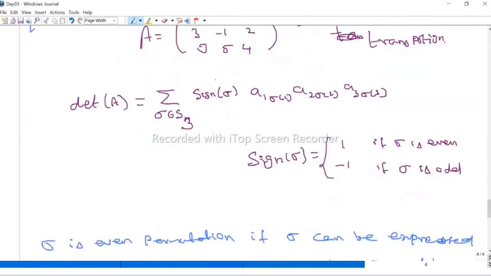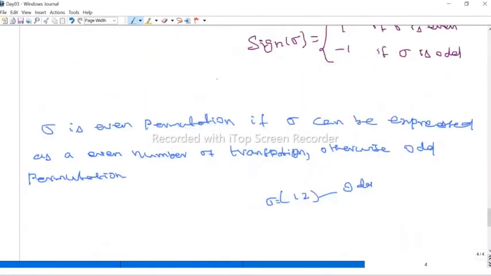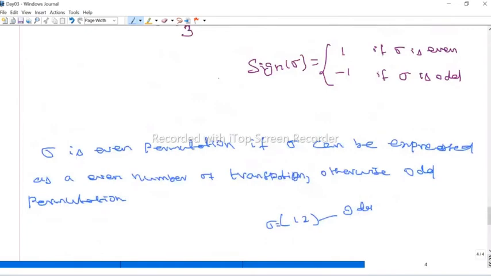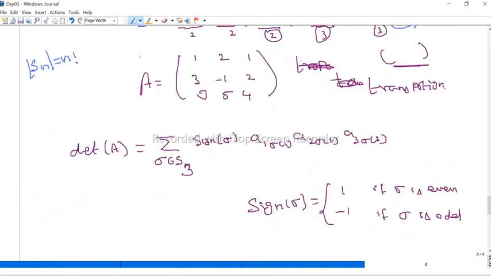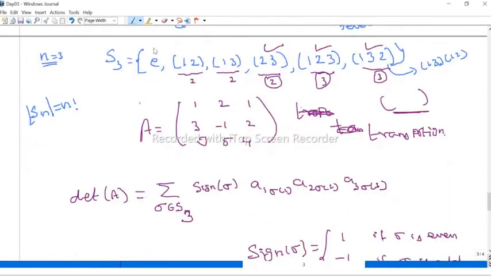Now we know the definition of the signature, that is, the sign of an even permutation. The identity permutation is always an even permutation. Therefore, this has sign plus 1. Okay. So what about the others?